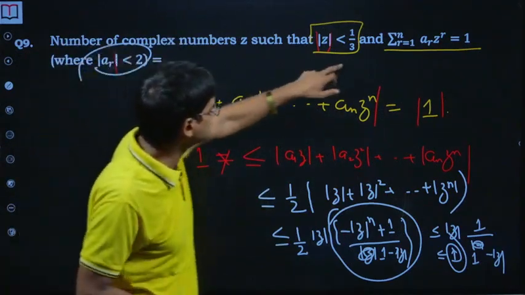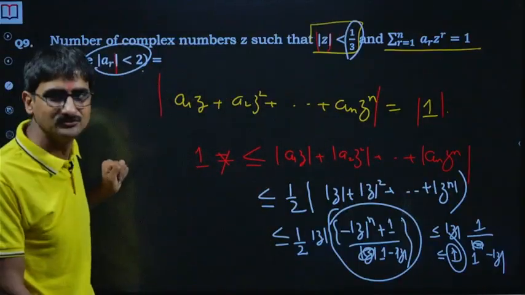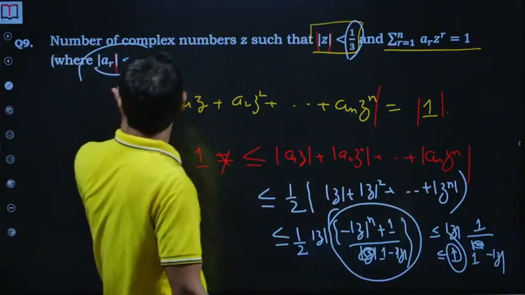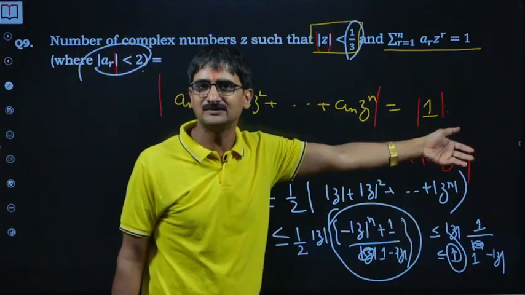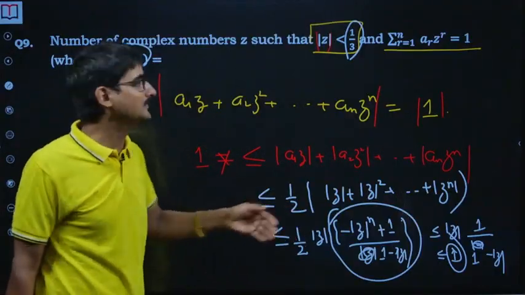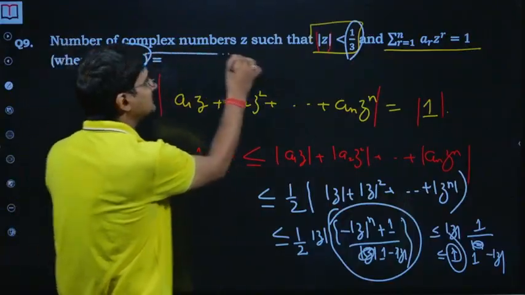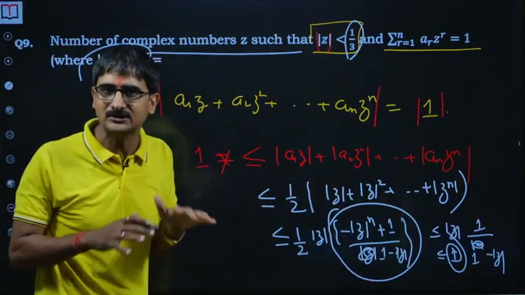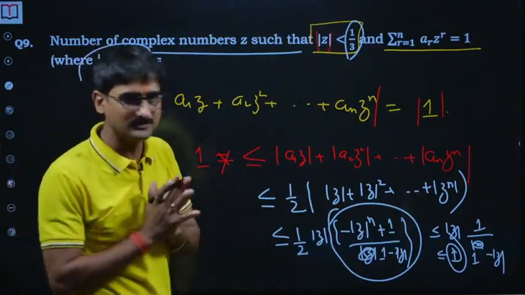Because neither this is 1 by 3, nor we have infinite terms, nor this is 2. So we have used so many approximations, so it can't be even equal to 1. So in that case, not possible. So the number of complex numbers z such that... there is no such z possible.